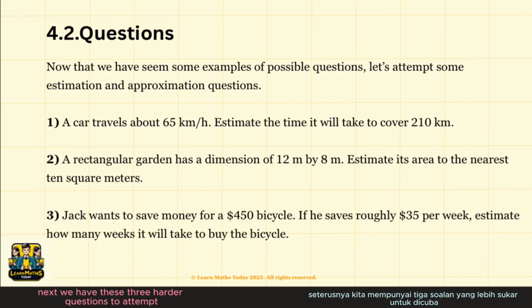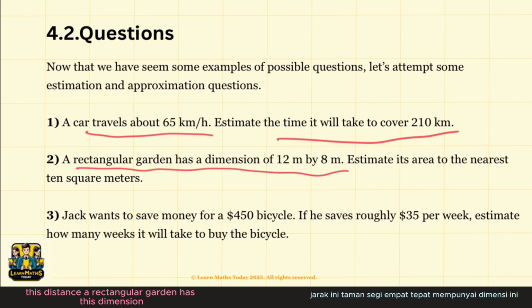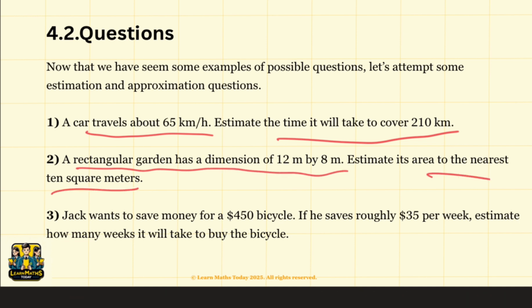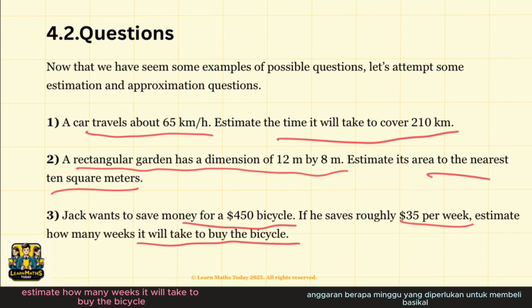Next, we have these 3 harder questions to attempt. You should take a look. A car travels at this speed and we estimate the time it will take to cover this distance. A rectangular garden has this dimension, and we estimate its area to the nearest 10 square meters. Jack wants to save money for this bicycle, and if he saves this much per week, estimate how many weeks it will take to buy the bicycle.